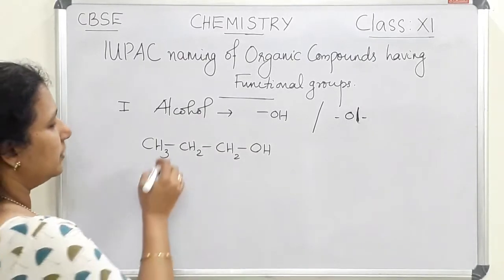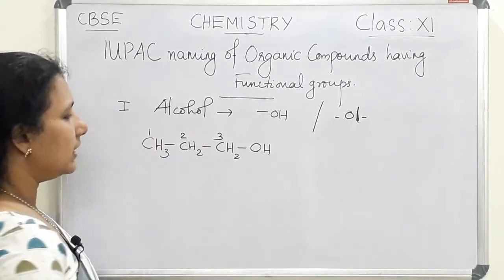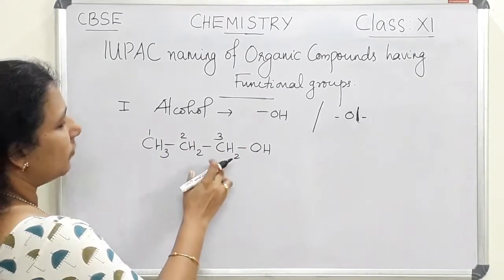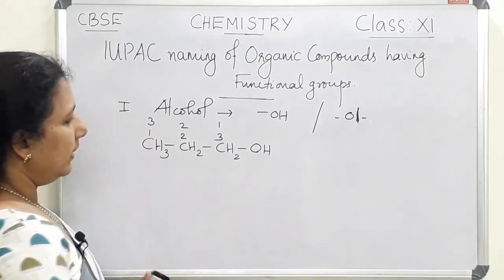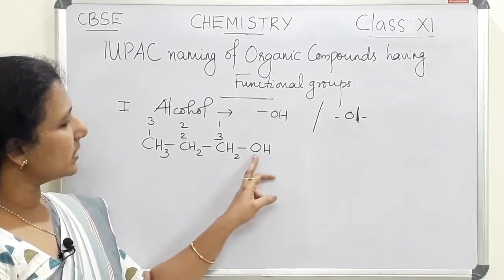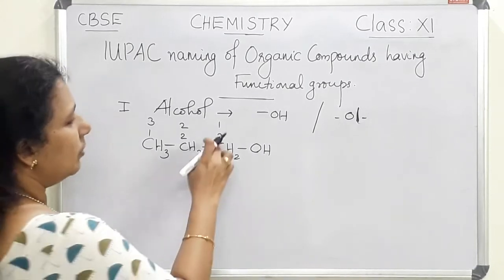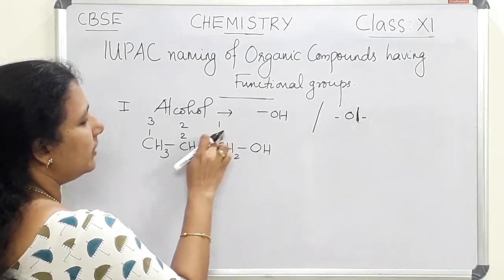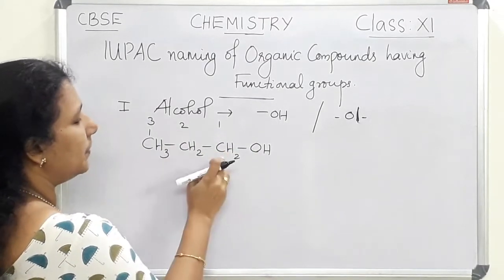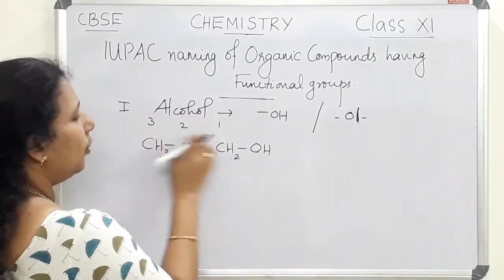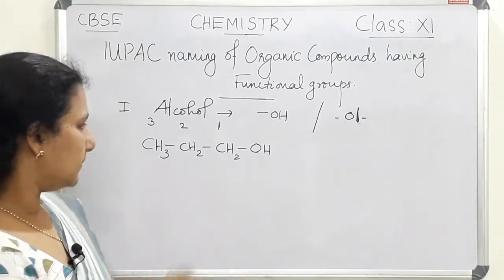First of all, we have to number this compound. The longest chain contains 3 carbon atoms. This is one way of numbering. If it is from right to left, it is like this. By considering the rules, the carbon attached to the functional group should get the lowest number. So number 1 should be given to this carbon atom where OH, the functional group, is attached. So this way of numbering is right.